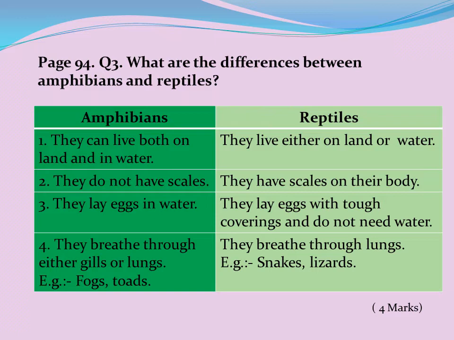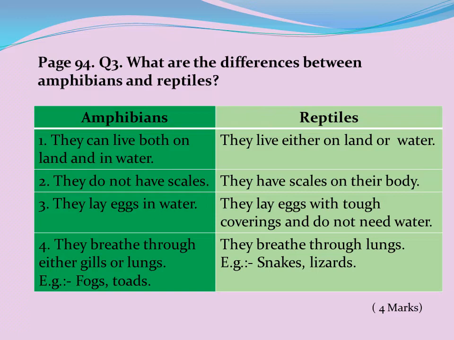Page number 94. Question number 3. What are the differences between amphibians and reptiles? Answer. 1. Amphibians can live both on land and in water. Reptiles live either on land or water. 2. Amphibians do not have scales. Reptiles have scales on their body.